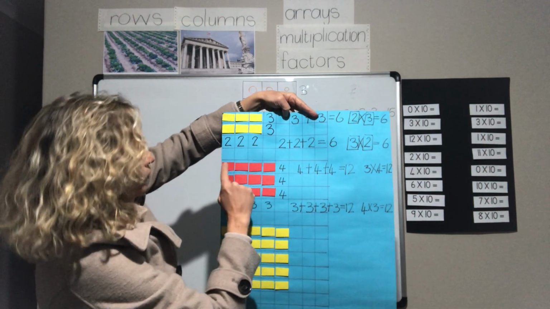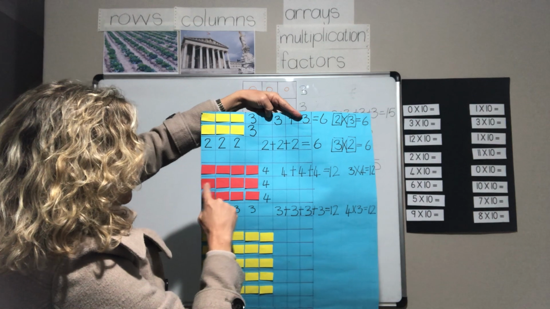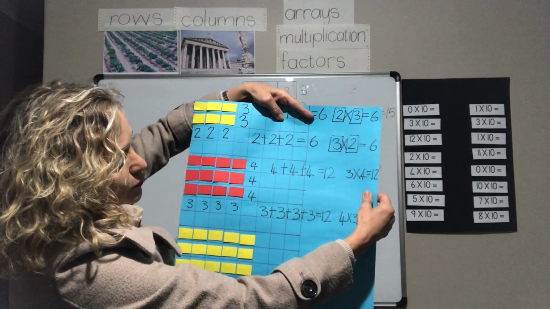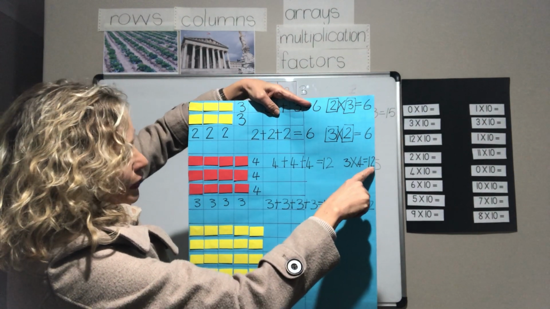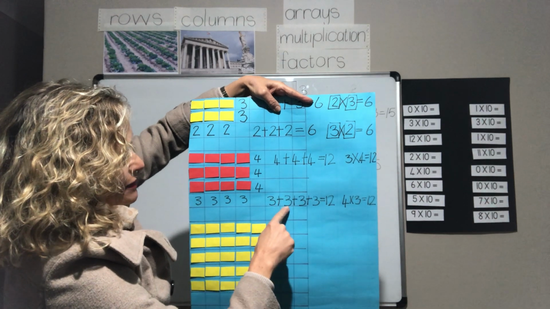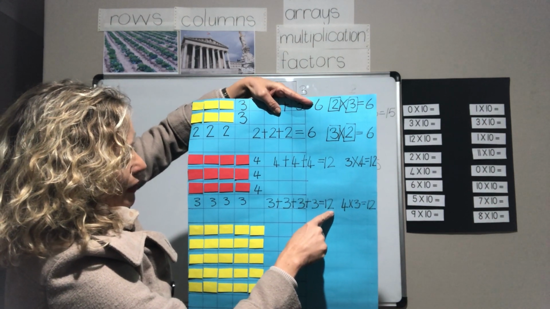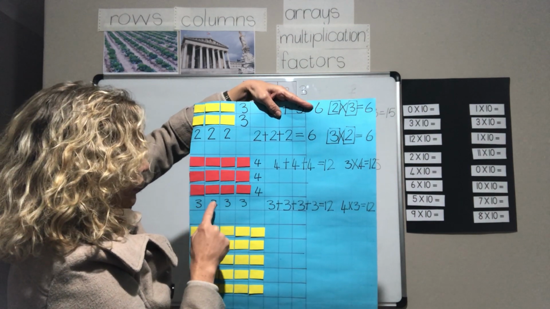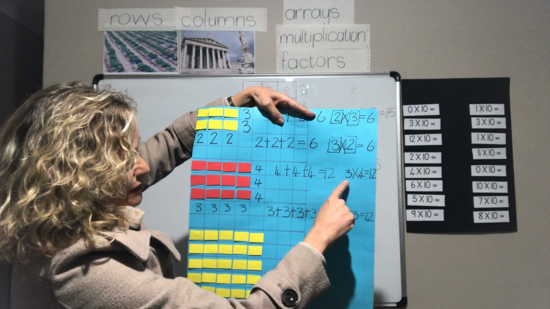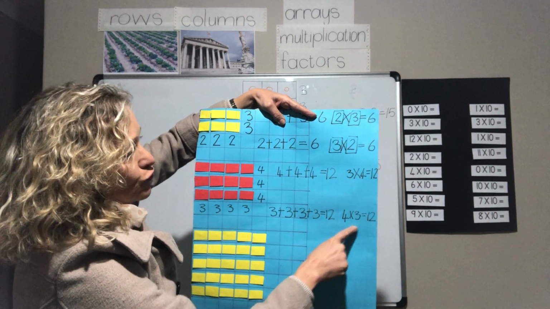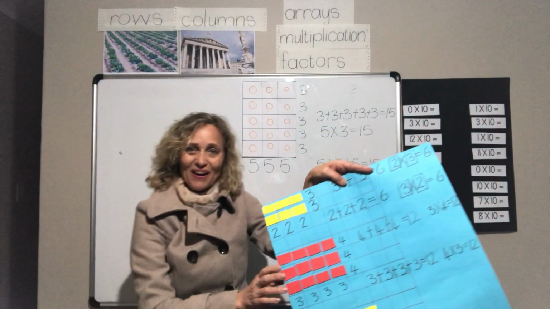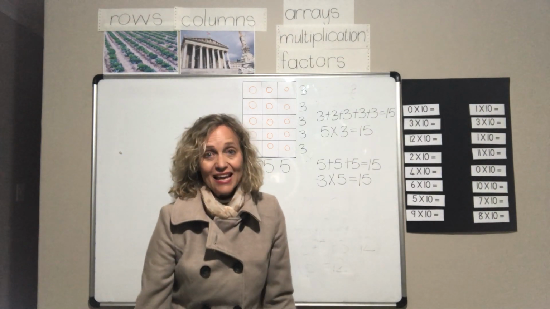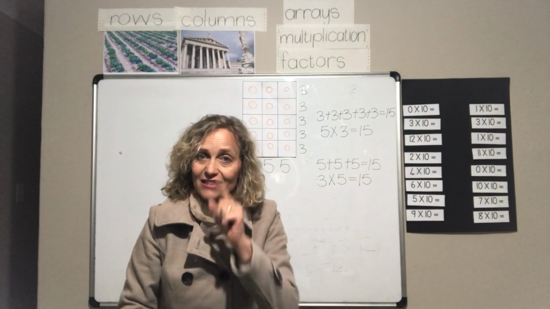Here we have rows of 4. So we have 4, 4, and 4. 4 plus 4 plus 4 equals 12, but at the same token, 3 times 4 equals 12. 3 plus 3 plus 3 plus 3 equals 12. 4 times 3 equals 12. There you can see 1, 2, 3, 4 threes, 4 times 3. So 3 times 4 equals 12, and 4 times 3 equals 12 as well. And that is all about the fun we have with arrays and swapping our factors in the sums around.